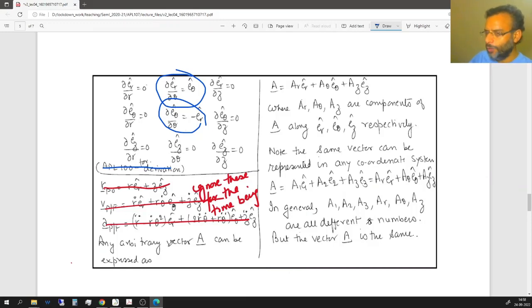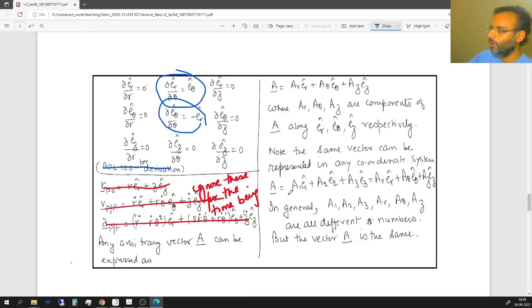Now, if I have an arbitrary vector A and I want to express it in cylindrical polar coordinate system, I would write it as AR ER plus A theta E theta plus AZ EZ, where AR, A theta, and AZ are components of A along ER, E theta, and EZ respectively. Note that the same vector can be represented in any coordinate system. For example, in my background Cartesian coordinate system, A would have been expressed as A1 E1 plus A2 E2 plus A3 E3.